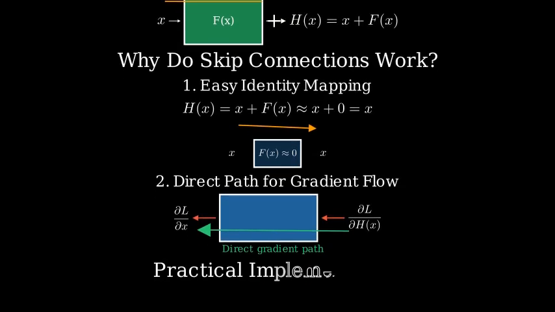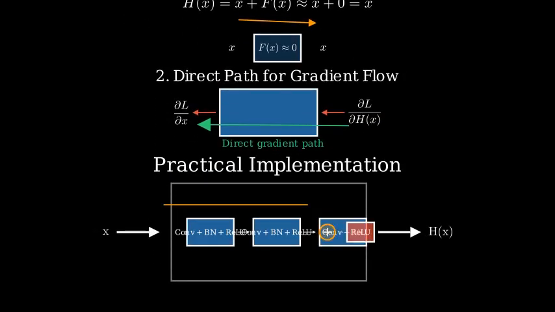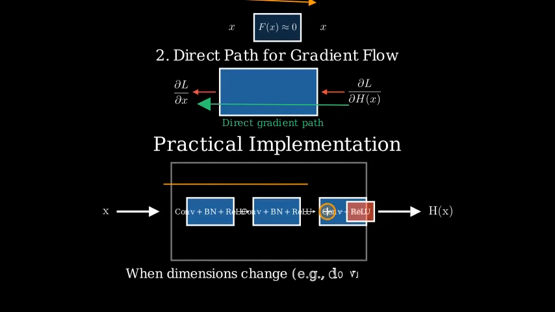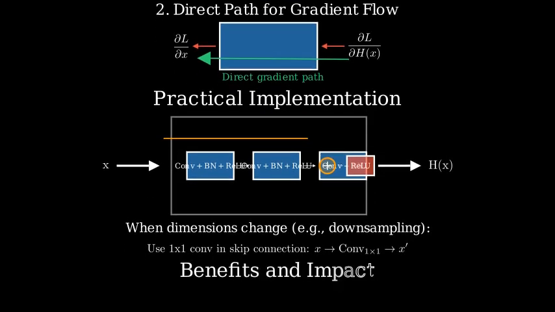How do we implement skip connections in practice? In a typical ResNet block, we have a series of layers with a skip connection that bypasses these layers. The most common setup is 2 or 3 convolutional layers, followed by batch normalization and ReLU activations. If the dimensions don't match, for example when downsampling, we can use a 1-by-1 convolution in the skip connection to adjust the dimensions. The introduction of skip connections revolutionized deep learning by allowing researchers to train much deeper networks.